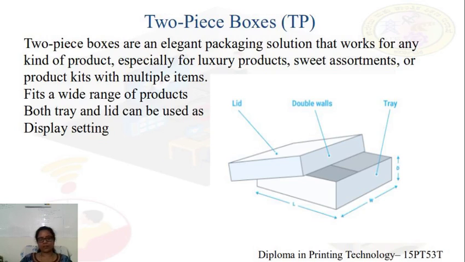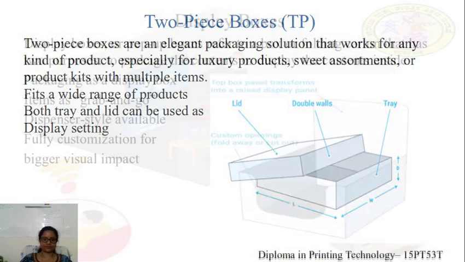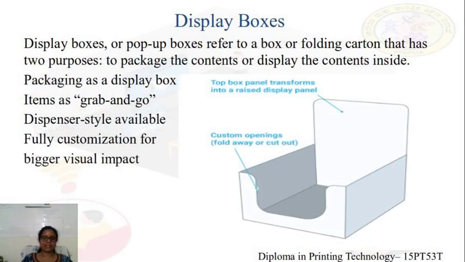And the best example that we can give to this style of box is the package or the box that is used for packing crackers. Display boxes. Display boxes are the top boxes that refer to the box or the folding carton that has two different purposes. One is for display and the other one is as a package.